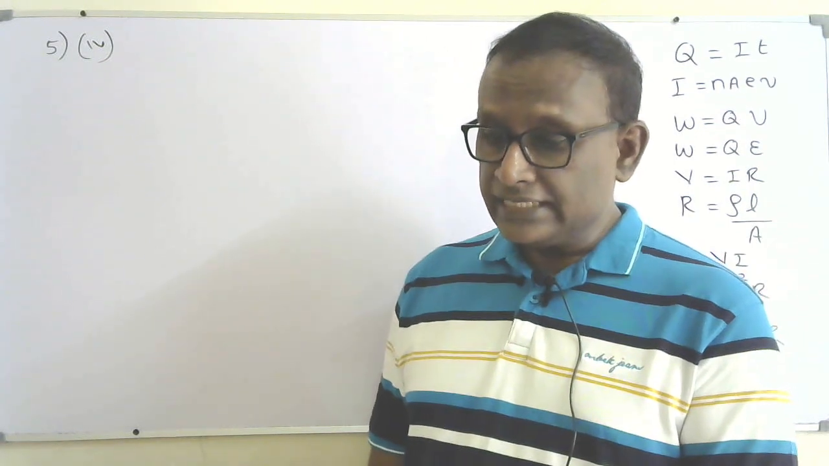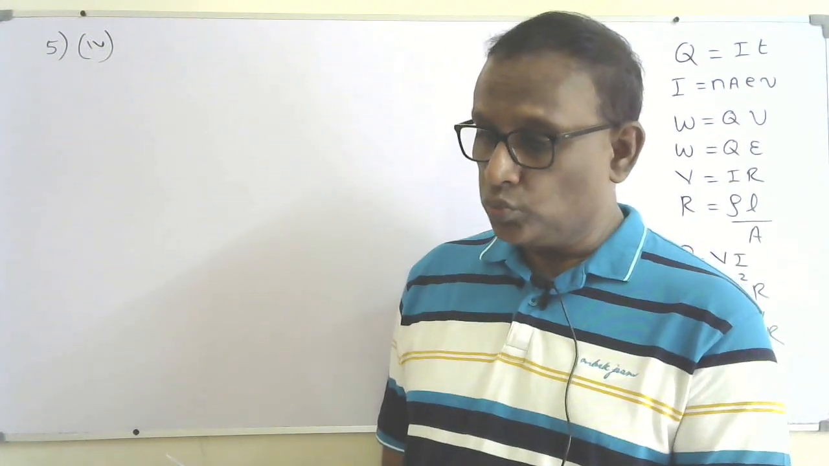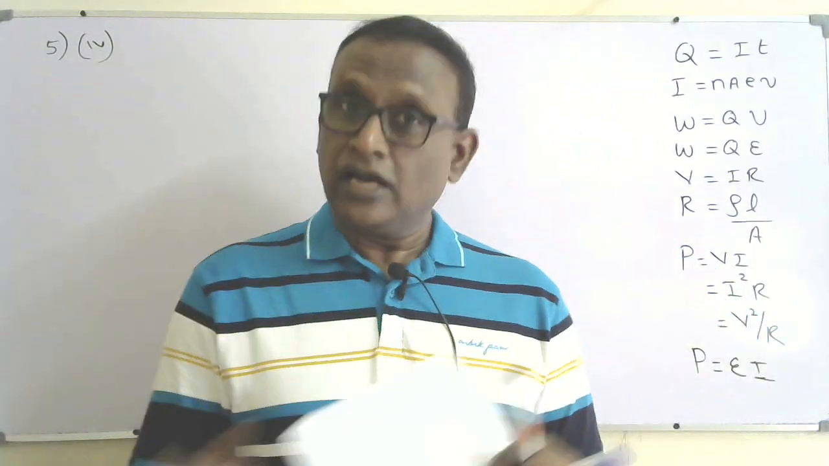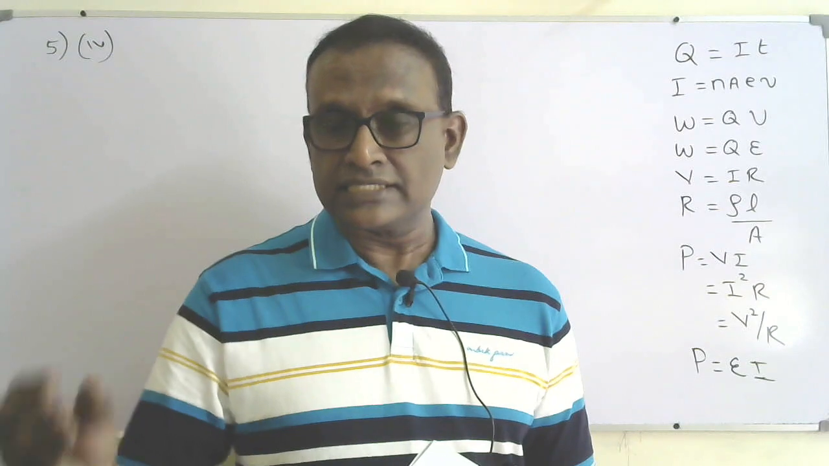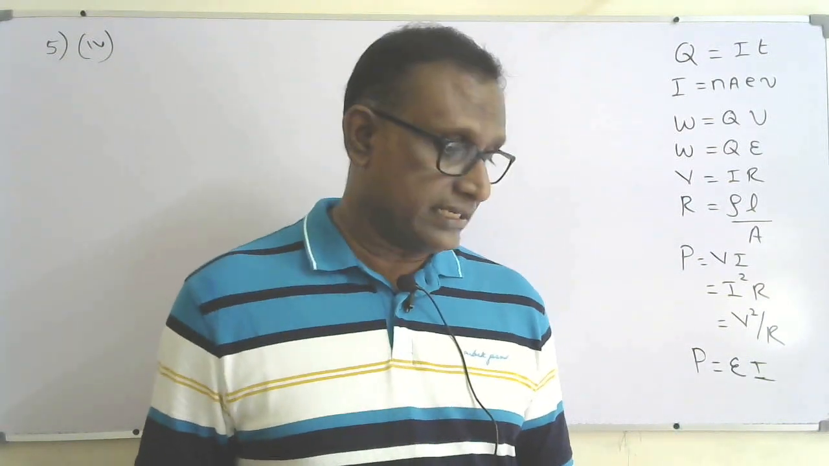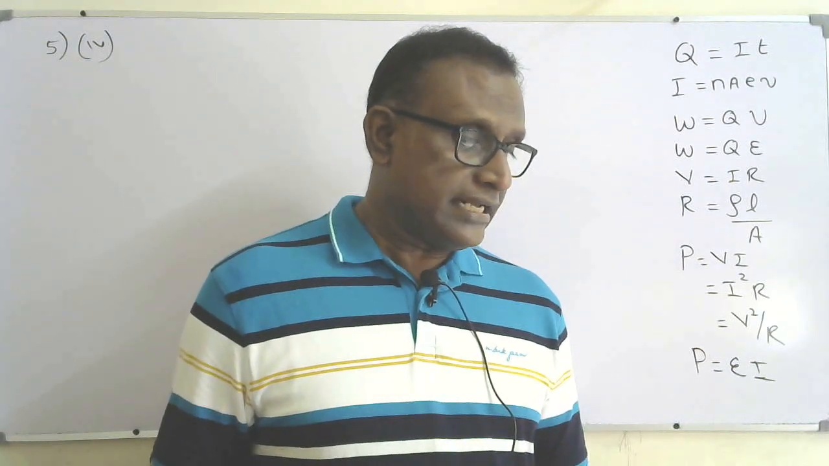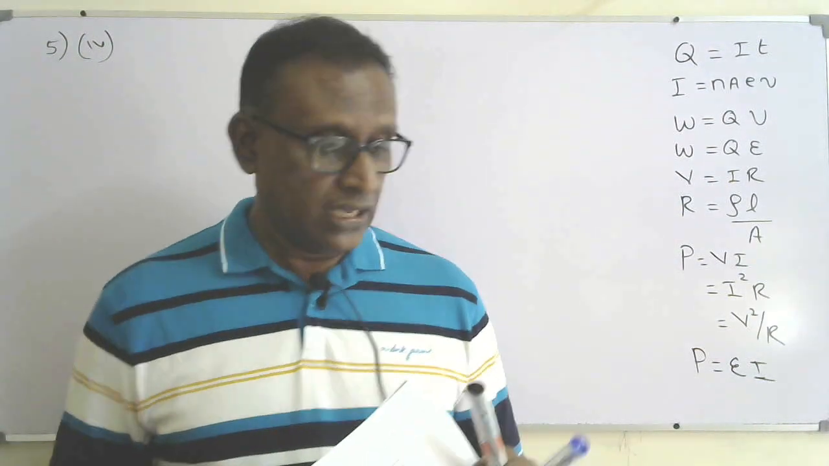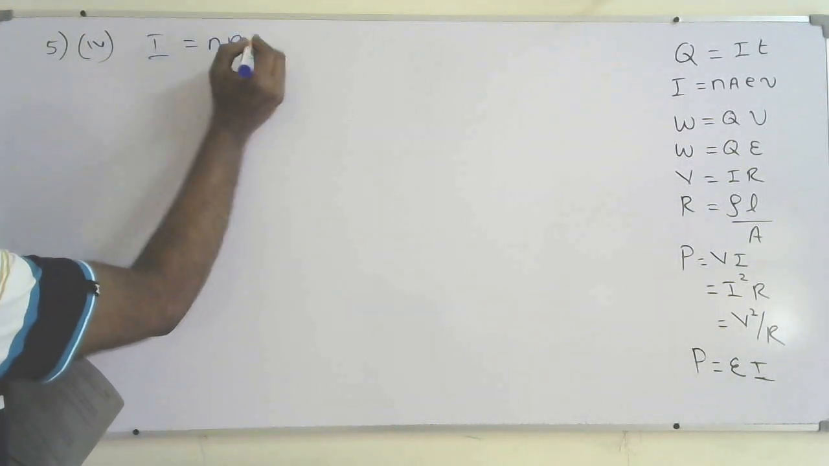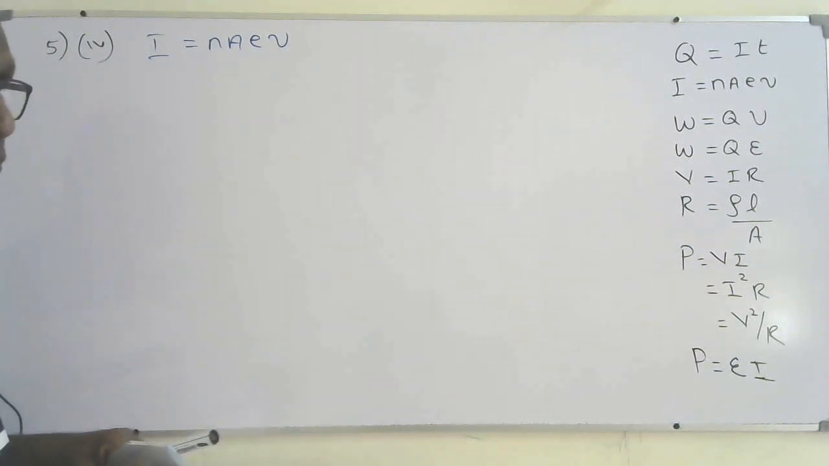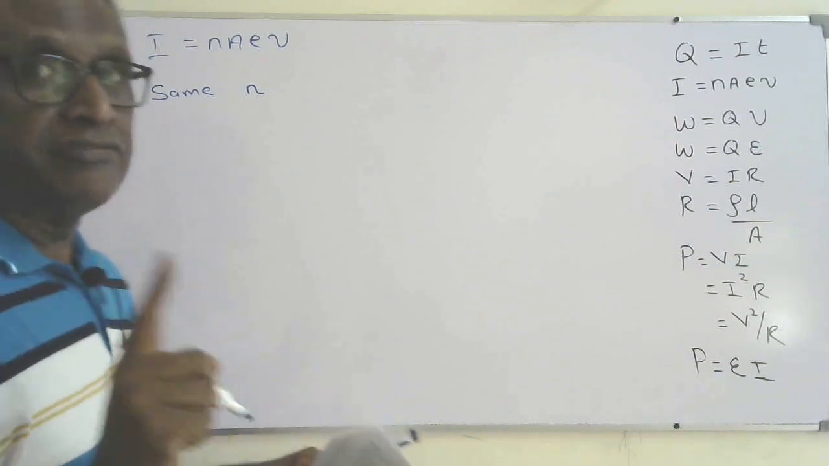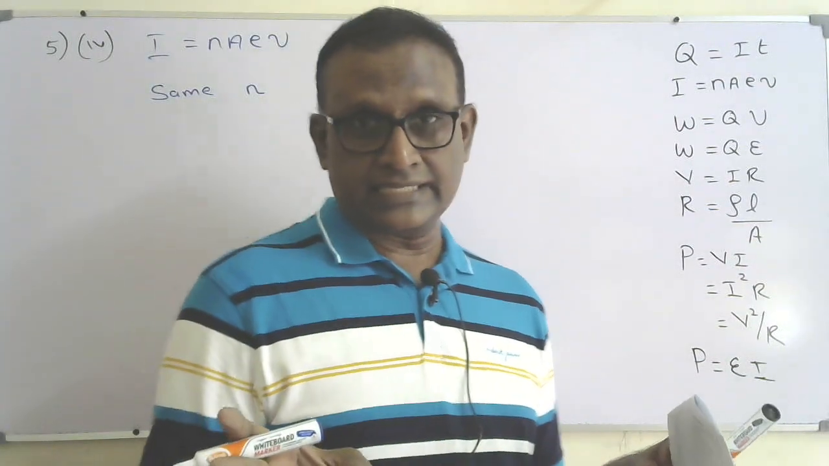The number of free electrons per meter cube in this wire is the same as that in the copper wire. So that means both materials, the material of the second wire and the copper, have the same charge carrier density. They are telling it. Compare the drift velocities of the electrons in the two wires. Okay, so I can use the equation I equal nAev. Both have the same charge carrier density, that is given in the fifth part.